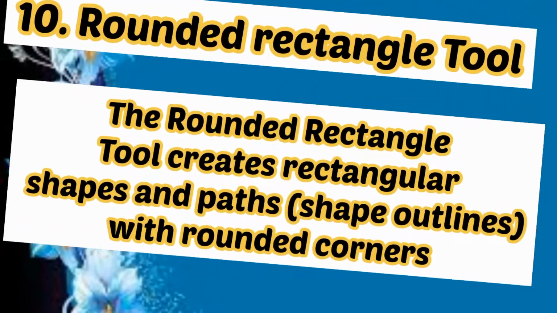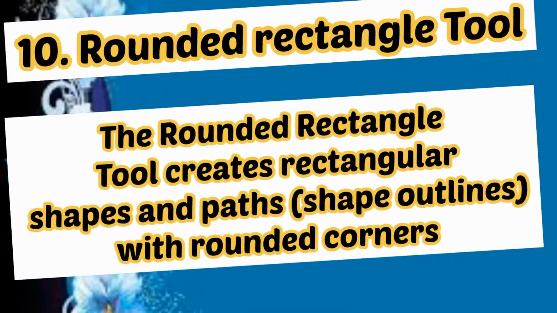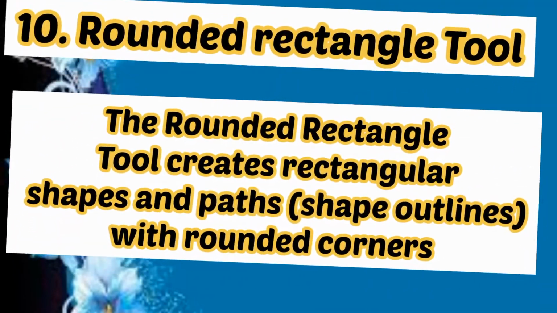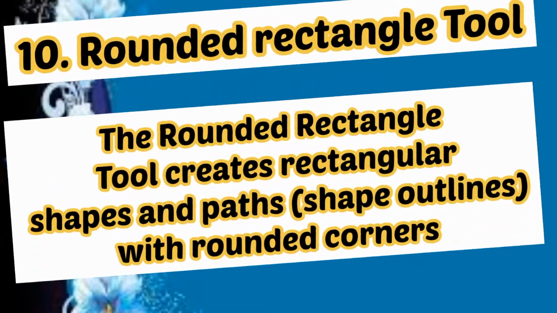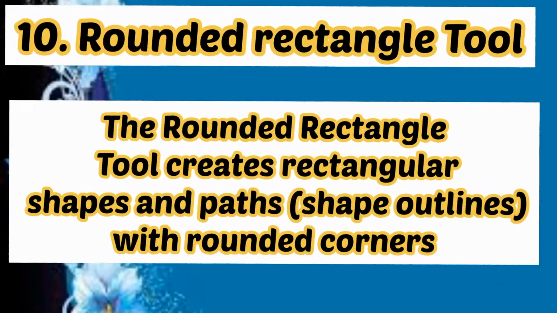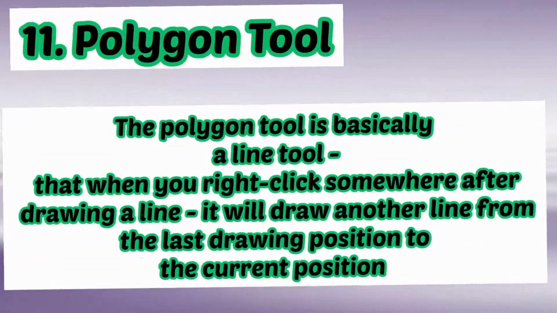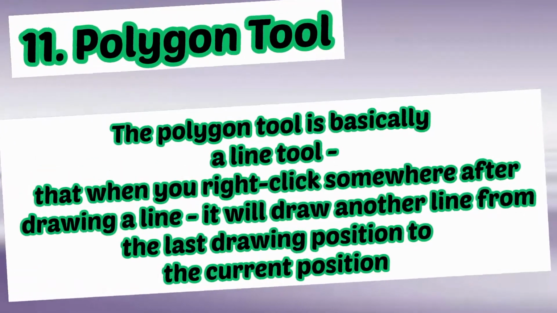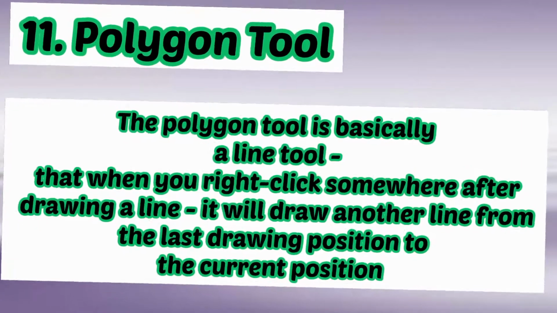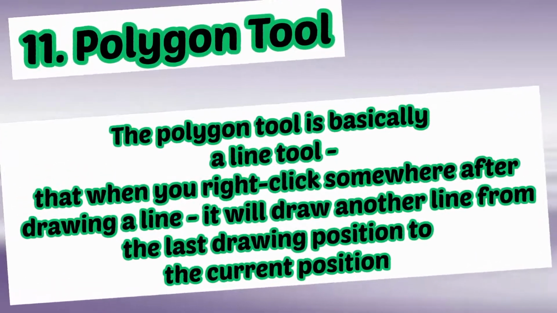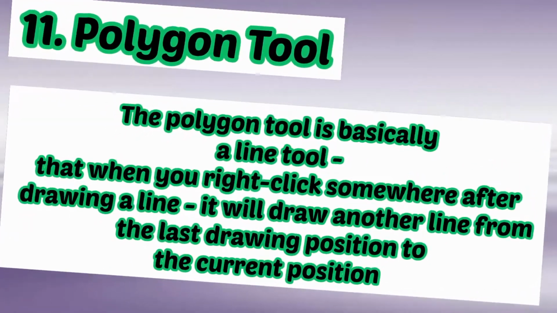Rounded rectangular tool is used to create rectangular shapes and paths such as shape outlines with the rounded corners. It means you can round the corners of the rectangle tool. And the next one is the polygon tool. The polygon tool is basically a line tool, except that when you right click somewhere after drawing a line, it will draw another line from the last drawing position to the current position.